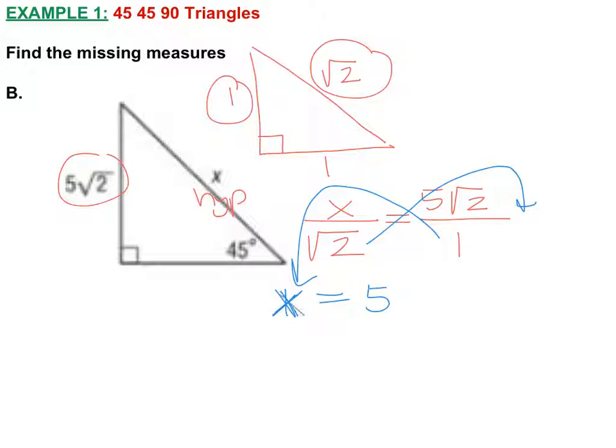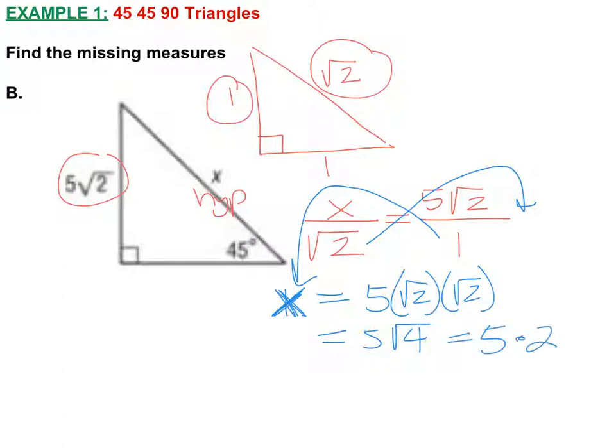I should have said 1x is equal to 5 times the square root of 2 times the square root of 2. We can combine things that are inside radicals together. And so now we have 5 times the square root of 4. 4 is a perfect square. So now we have 5 times 2. So our final answer for x is 10.